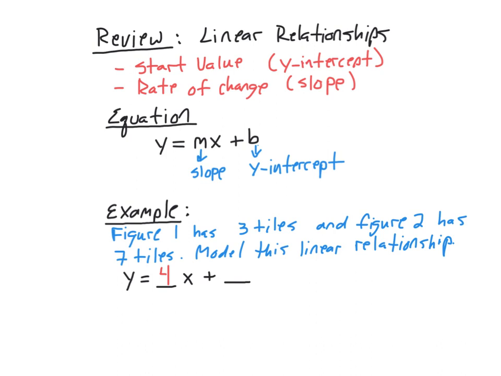Excellent. The problem is I don't have figure 0. So I would have to go backwards from figure 1 to figure 0. In this case, I'd end up with a negative number, because 3 minus 4 going backwards gives me negative 1. And so the equation that would model this linear relationship would be y equals 4x minus 1.